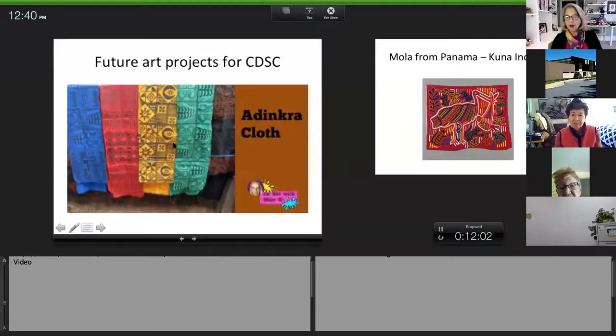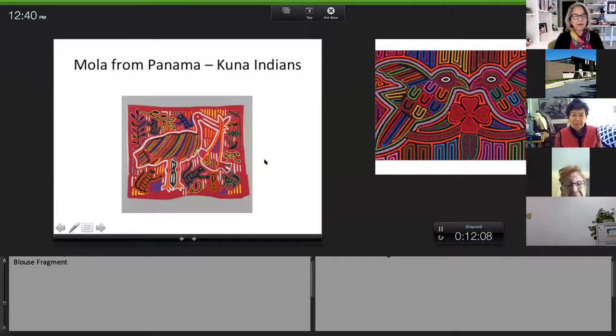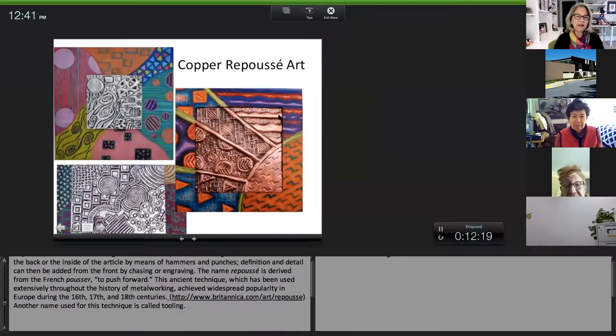So that's one project I think could be kind of fun. Another one we might think about doing is making molas, which is a technique with fabric that is taken from the Kuna Indians in Panama. And another one we might try is what we saw with the Milagros. We might make our own copper repoussé art.